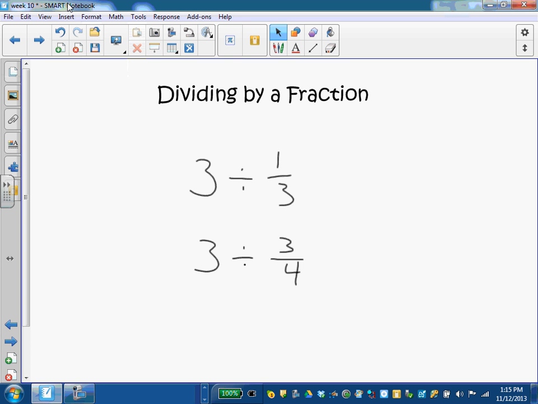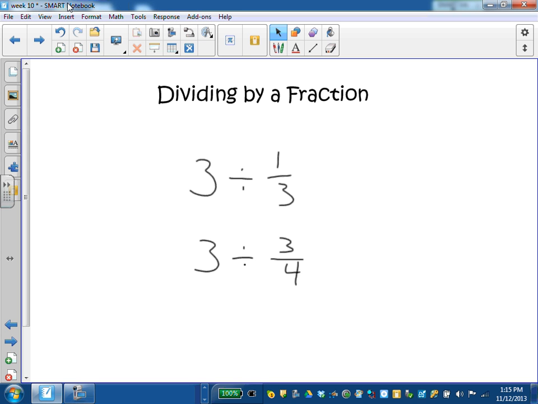Okay, so we have been working with multiplying whole numbers times fractions, fractions times fractions, mixed numbers times mixed numbers. Next thing we're going to look at is, what if you had a whole number and you wanted to divide it into fractional parts? So that's what we're going to look at in this video today. So I've got two problems we're going to work with. The first one is 3 divided by 1/3, and the second one is 3 divided by 3/4.